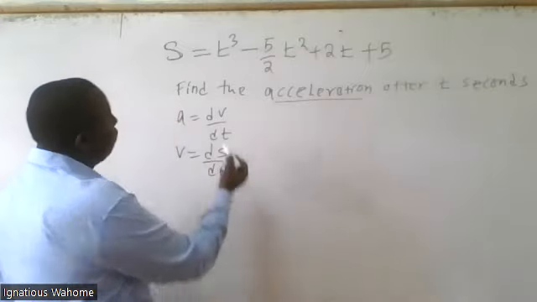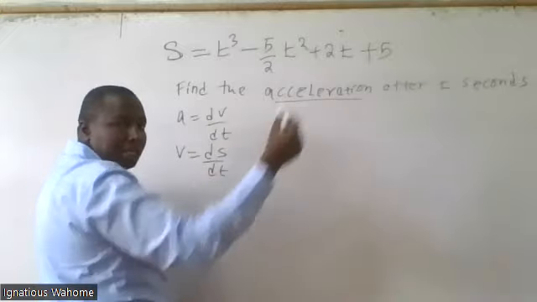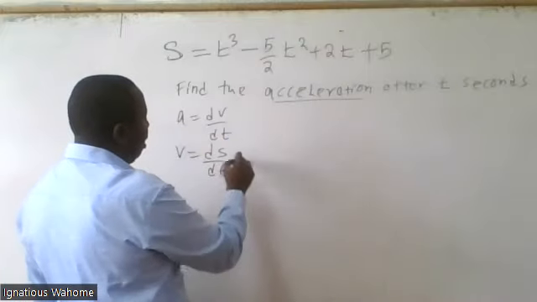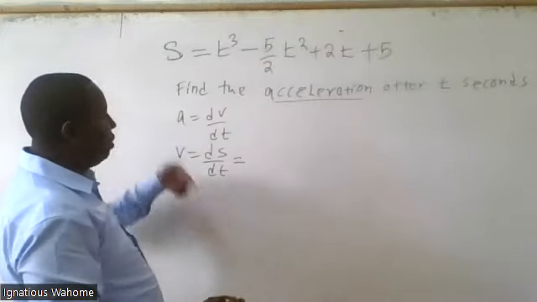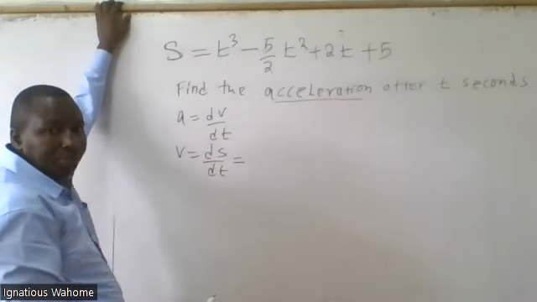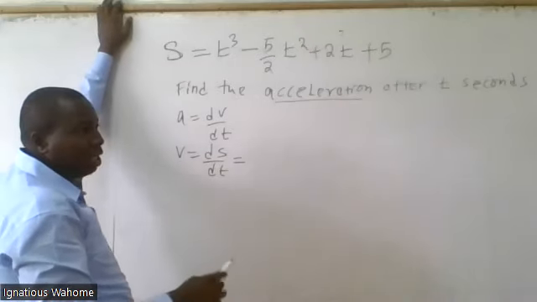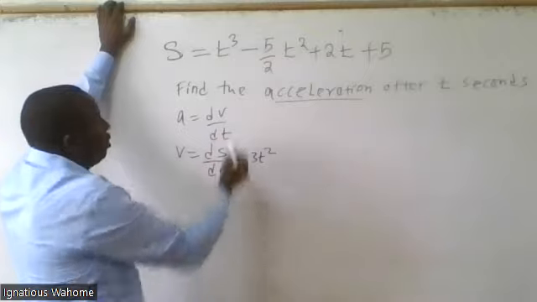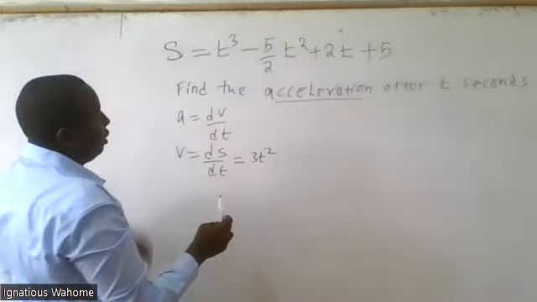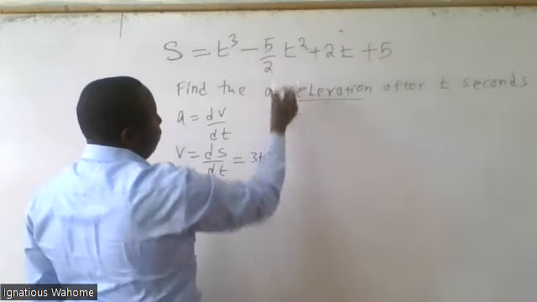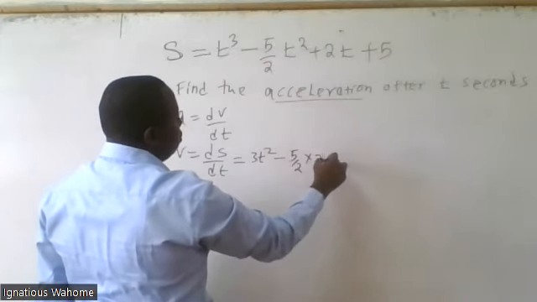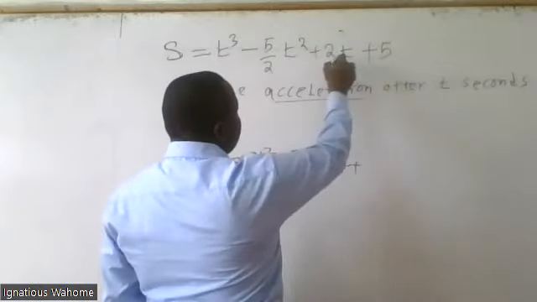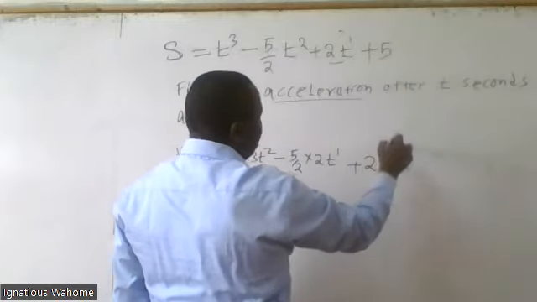So you are supposed to differentiate the function for the displacement, the distance, and get velocity. Once you get velocity v, we get acceleration. That's step number 1. So this comes to 3t squared. You drop the power, and the power decreases by 1, so it becomes 2. Minus 5 over 2 times 2, t decreases by 1, so it becomes 1. Plus 2t to the power 1, 1 times 2, you just get 2.